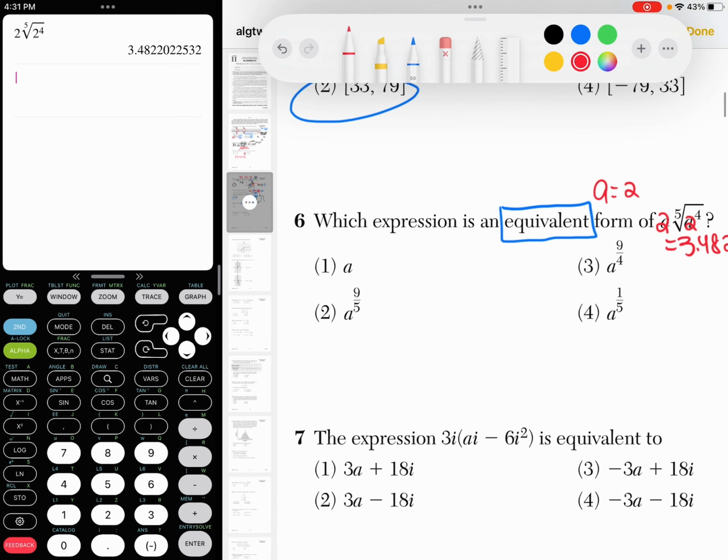So now, if I plug in 2 to choice 1, it's just 2. That's not equivalent. Goodbye. This one is going to be 2 to the 9/5. I'm going to type that in, 2 to the 9/5, and look at what I got. Equivalent. 3.48, blah, blah, blah. That's got to be my answer.